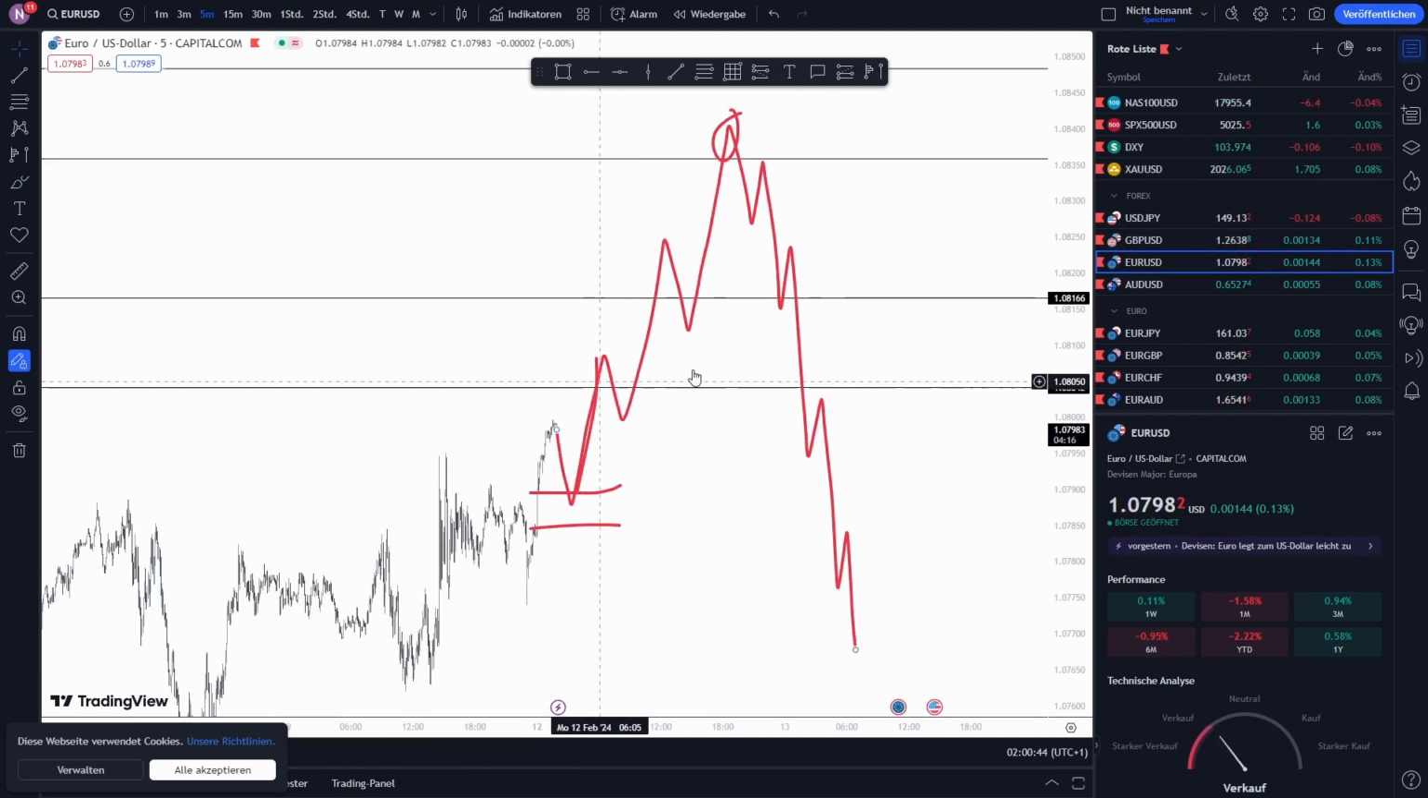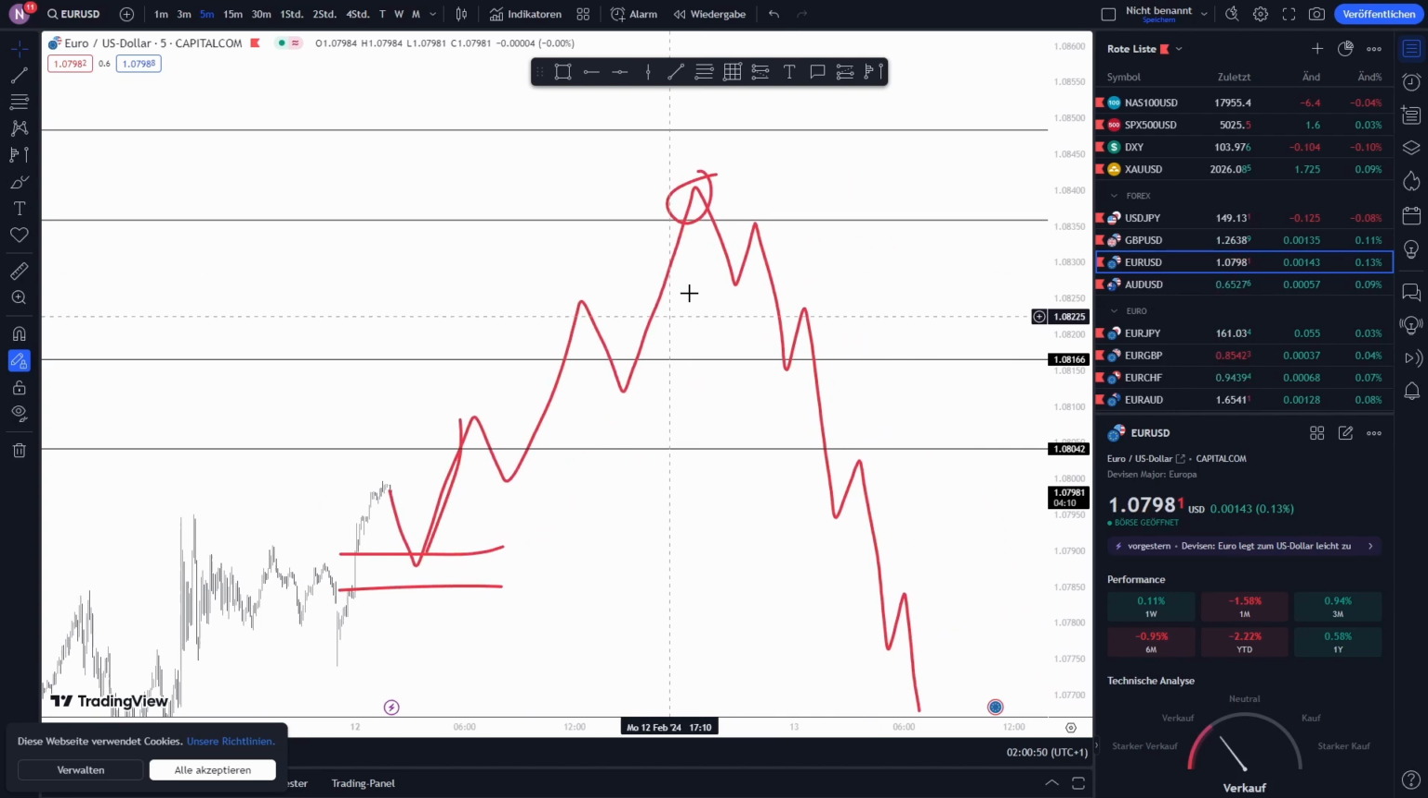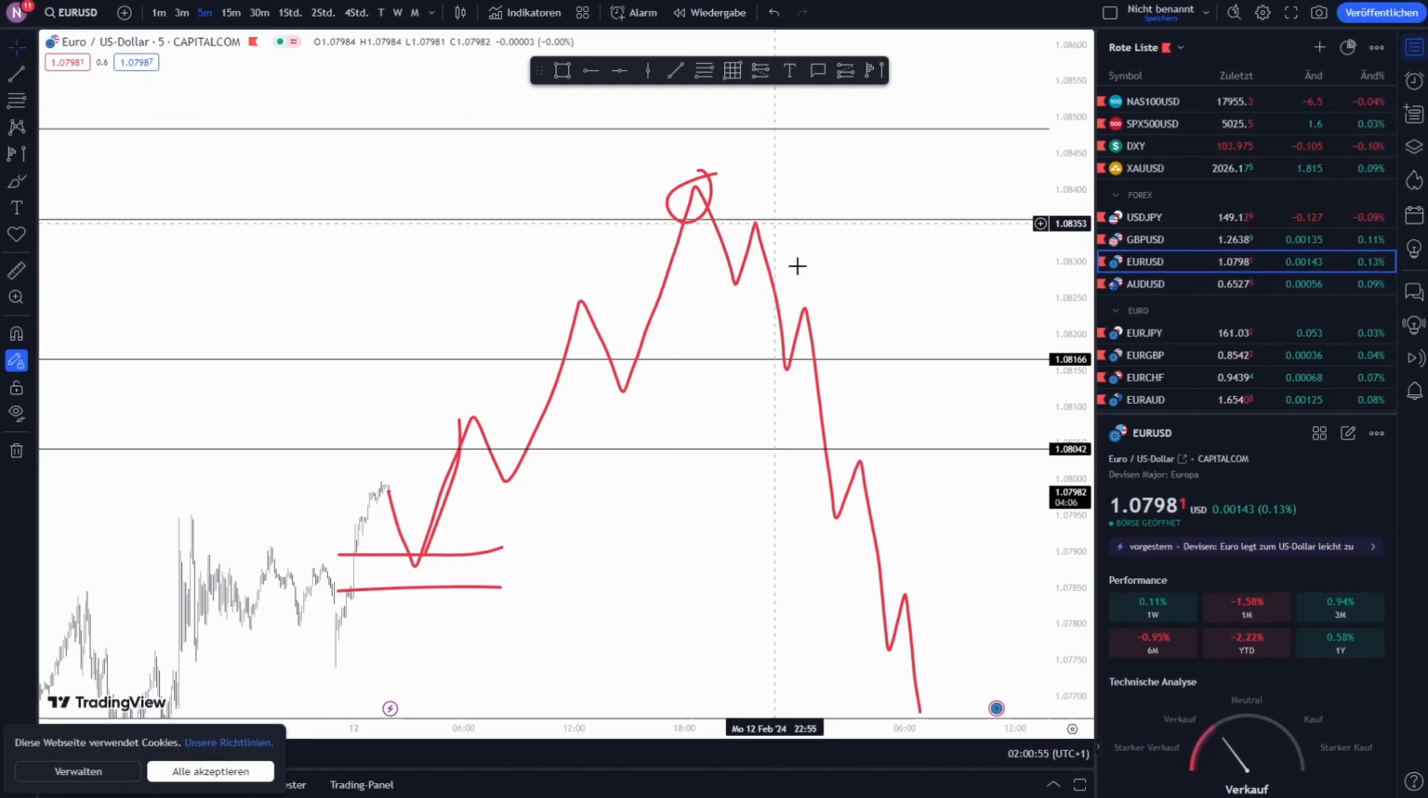Then you can wait. You want to see that people get faked out here, and you can enter off this fair value gap once again, aim for this thing, and then you know it's probably gonna reverse in this area, and then you can trade in the opposite direction.